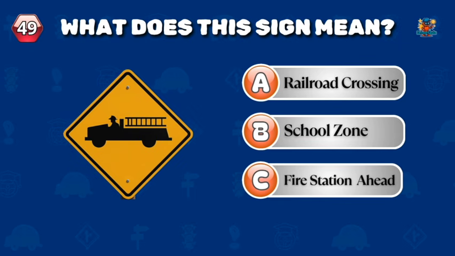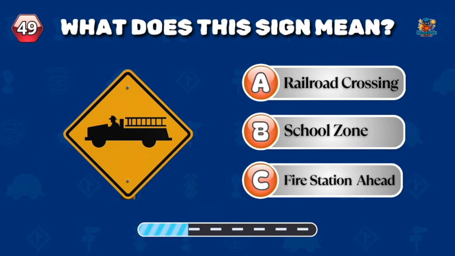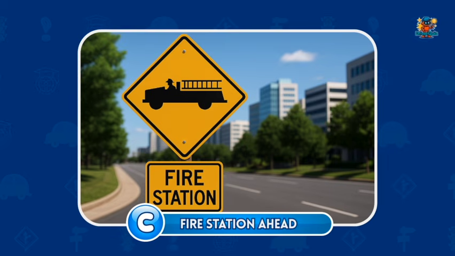Question 49. A. Railroad crossing. B. School zone. C. Fire station ahead. Fire station ahead. Fire trucks may enter the road. Proceed with caution and yield when needed.